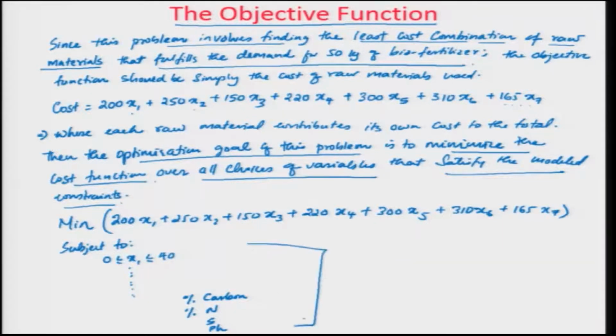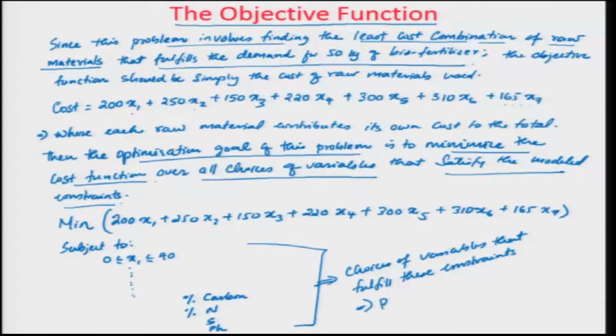So all of these, the choices of variables that fulfill these constraints, then pick the minimum from it. Okay, that is the idea. I hope you understand how the objective function has been modeled in this case. All right, so now about the solution.